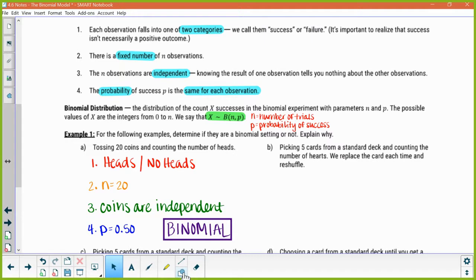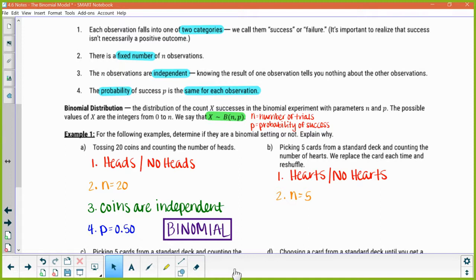Now let's go ahead and look at B. Picking 5 cards from a standard deck and counting the number of hearts, we replace the card each time and reshuffle. So first, I have hearts, no hearts. That's my success fail. I know that I'm picking 5 cards, so my N is going to be 5.